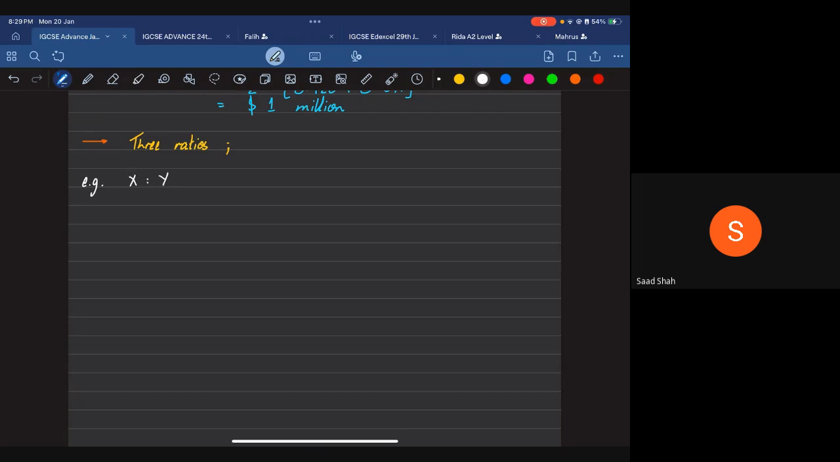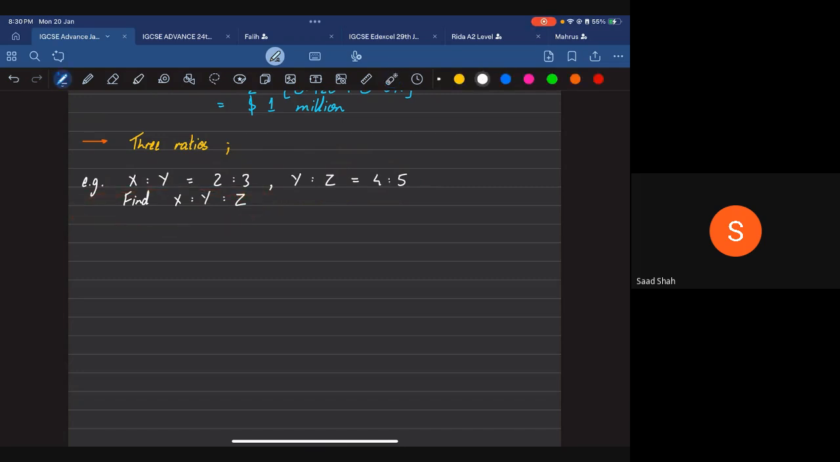So X ratio Y is equal to 2 ratio 3. And separately, Y ratio Z is equal to 4 ratio 5. Now the question states find X ratio Y ratio Z all together. Now you're given two pairs, but they do not have a direct link between them. You need to find that and complete the ratio.